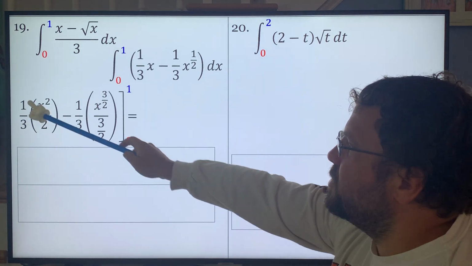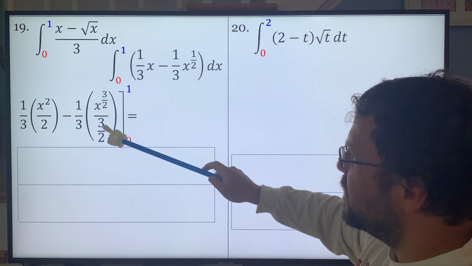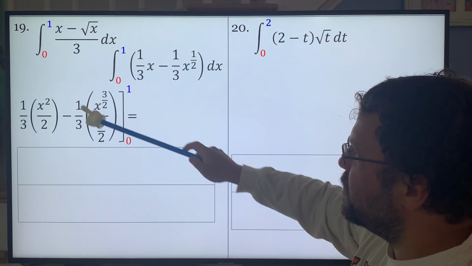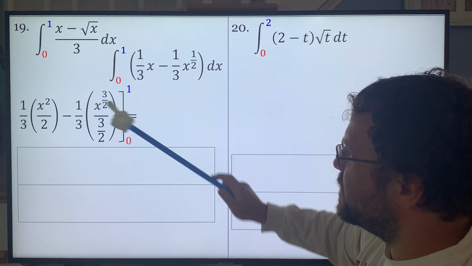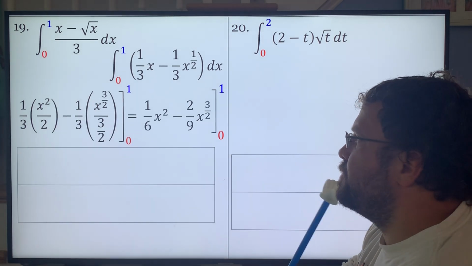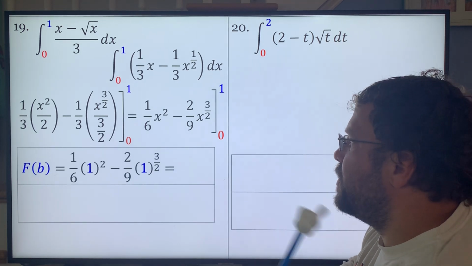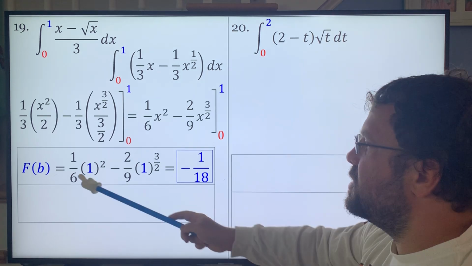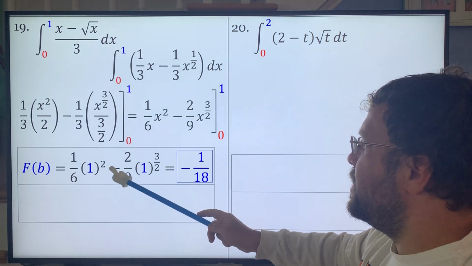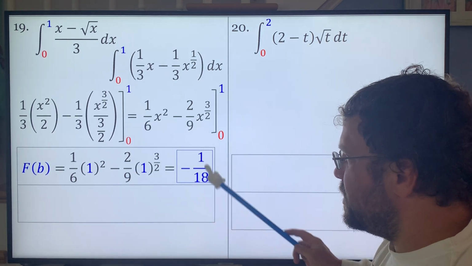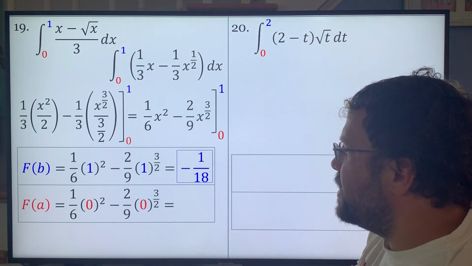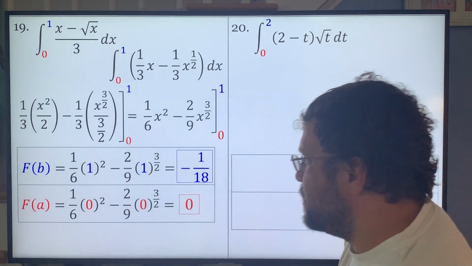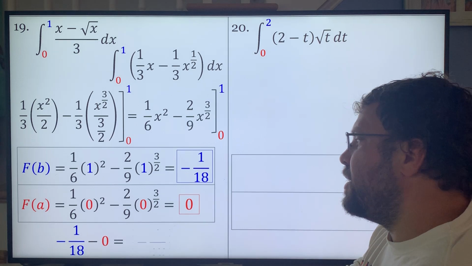1/3 times x over 2 is 1 over 6. This should reciprocate. So the 2 goes to the top, becomes 2. 3 times 3 is 9. 2 9ths. Type the 1 in. 1/6 minus 2 9ths is -1 over 18 because this becomes 3 over 18 minus 4 over 18. That's where you get the 1 over 18 from. And then when I type a 0 in, your answer becomes 0. Answer is negative 1 over 18.